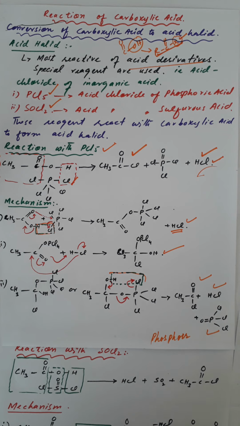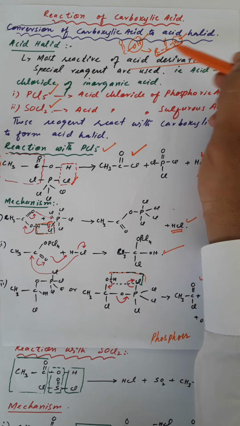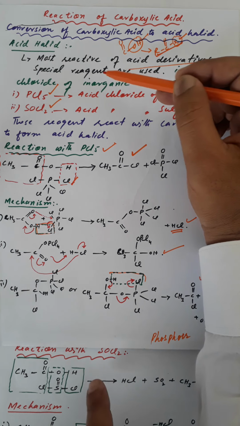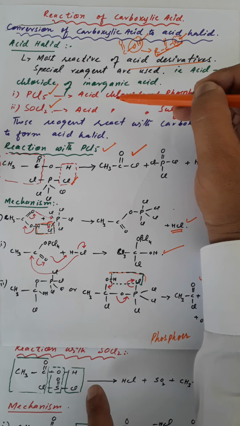We discuss here the conversion of carboxylic acid to acid halide. Acid halide is actually the derivative of carboxylic acid in which the OH group is replaced with a halogen. It is the most reactive acid derivative. It can be prepared by treating carboxylic acid with PCl5 or SOCl2.